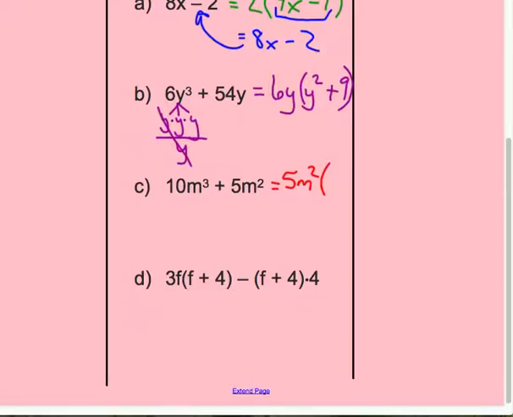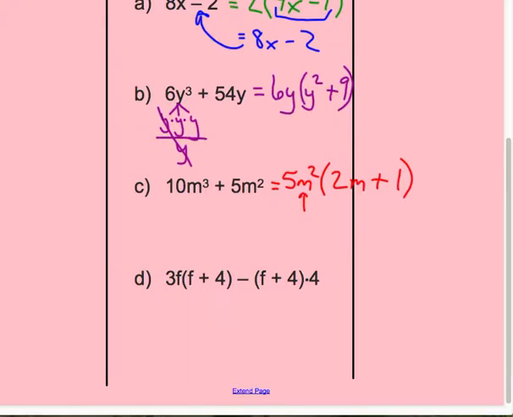I still divide my numbers, but when I talk about my variables, I sometimes use the term pulling it out. So I've got 10 divided by 5 is 2, and if I have m cubed, or 3 m's, and I pull out or factor out 2 of them, I have 1 m left. Keep the symbol that's already there. 5 divided by 5 is 1, and if I have m squared, and I pull out m squared, there are no m's left, so the 5 divided by 5 gives us 1.